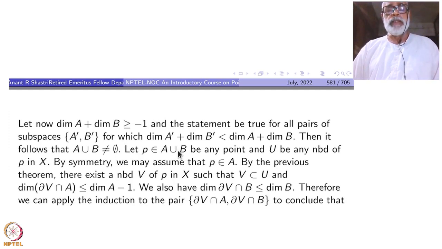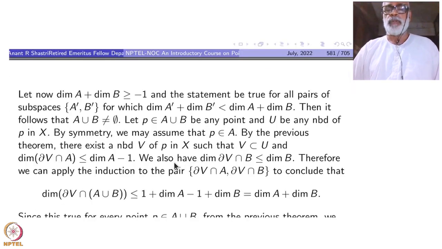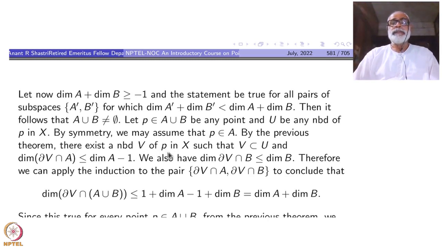Take P to be in the union, and let U be a neighborhood of P. By symmetry, we may assume P is either in A or in B. So you assume A just for writing down the proof. By the previous theorem, there exists a neighborhood V of P such that V is contained inside U and dimension of the boundary of V intersection A is less than or equal to dimension of A minus 1. The previous theorem enters here.